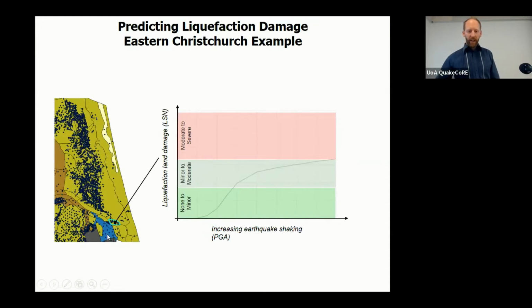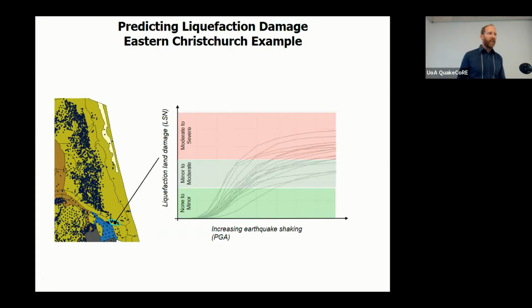But within that grouping there, which is an area of similar geomorphology and geology and depth to groundwater, we can actually see that there is a bit of variability in what occurs across the CPTs within that area. At low levels of shaking, nothing will occur. At medium levels of shaking, within that area, it's actually a bit of a mixed pot between typically minor to moderate damage, but there'll be some occasional spots where it's more severe and less severe. But we can see the general trend in that area. So this is just showing some of the spatial variability.